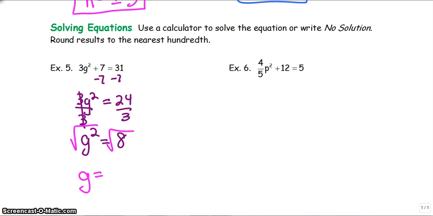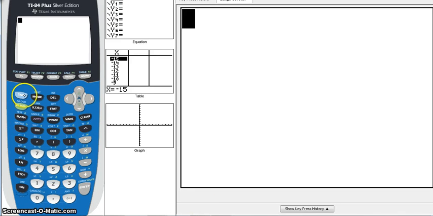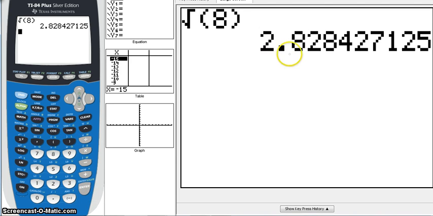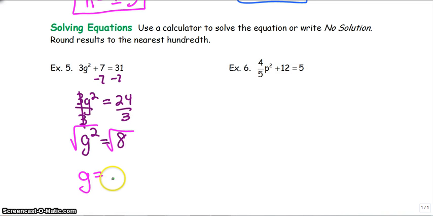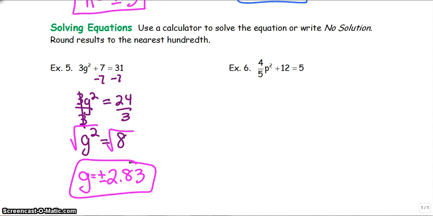So let's all go to our calculator. The square root button is second, and then the x squared button. I'm looking in this problem, the square root of 8, which turns out to be 2.828. When I round correctly, this turns out to be 2.83. Is that it, boys and girls? I believe I made a mistake. It's not just 2.83. It is, that's right, I heard somebody say it, positive and negative 2.83. Wonderful. Great job.